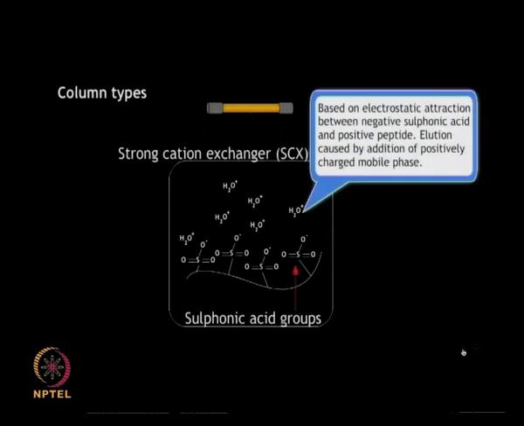There are various stationary phase matrices available that separate the components of the mixture based on different principles. One of the most commonly used matrices is the strong cation exchanger or SCX, which separates charged peptides based on their electrostatic interactions with negatively charged sulfonic acid groups on the resin surface. Now, elution can be caused by the addition of positively charged mobile phase.